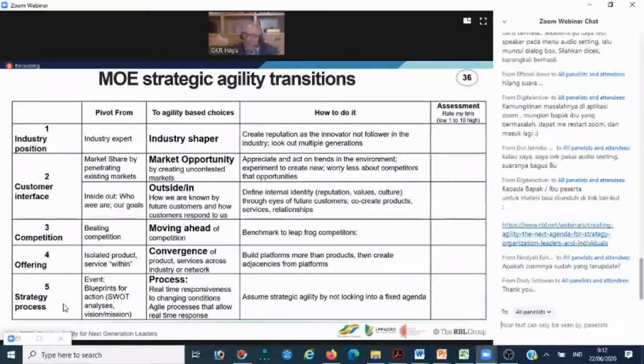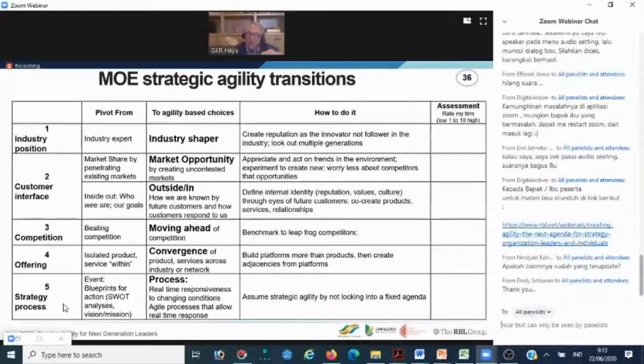As I interface with customers, I don't anymore want market share. I don't want to say who we are. I want to go after market opportunity, anticipate the trends, see an opportunity. There are some who moved into the digital space sooner than others. They anticipated, they saw. I want to go outside in. I want to create my strategy not by who we are, but by what our identity should be in the marketplace. Competition. I don't want to beat my competitors. That tells me I'm benchmarking against competitors. I want to leapfrog. I want to move ahead. I don't want to have an isolated product. I want to converge platforms of products and move.